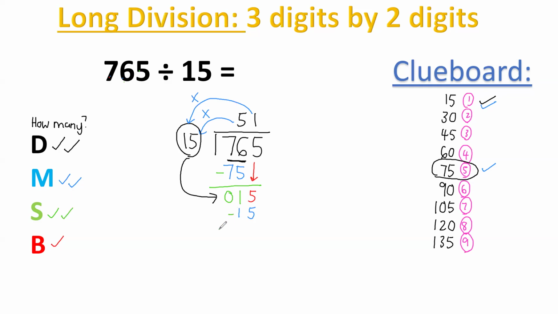So 15 minus 15 would be 0. Then in red, I would like to bring down. And in this case, I have nothing to bring down. And also, I have no remainders. It's 0. So 765 divided by 15 gives me an answer of 51. And that's my final answer.